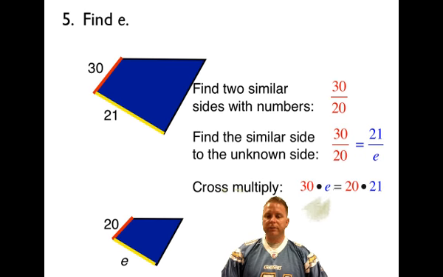Cross multiply. We'll get 30e is equal to 420. Our coefficient is 30. So since they're multiplying by 30, we divide by 30 on both sides. And we get e is equal to 14.